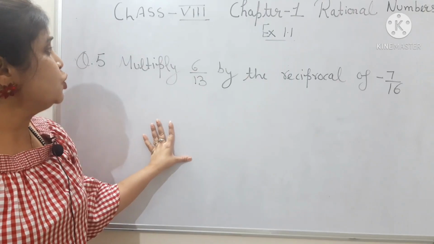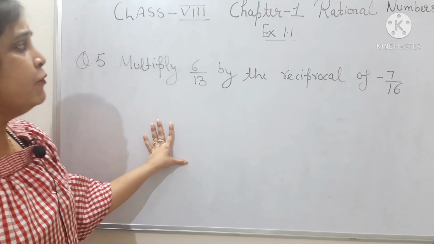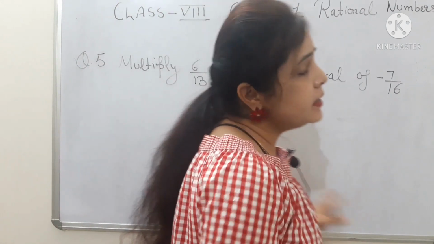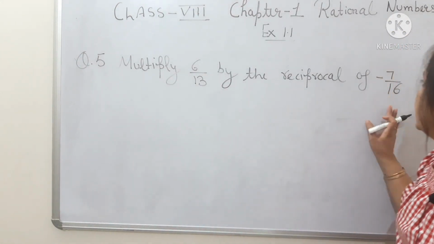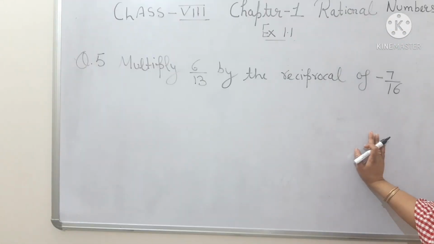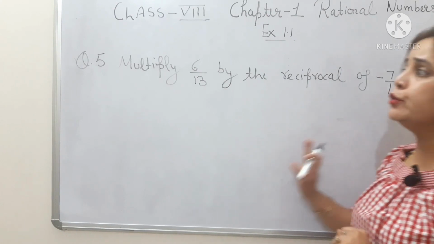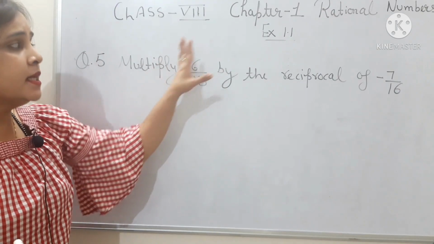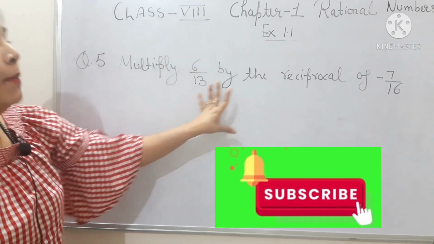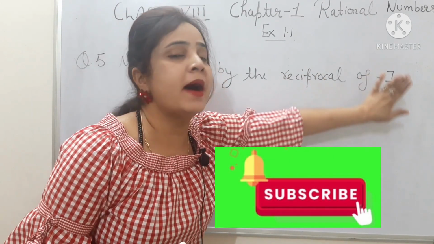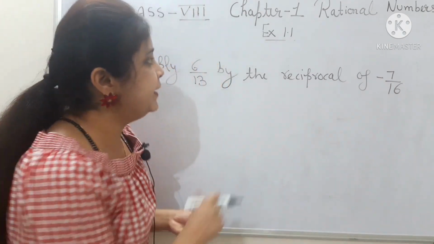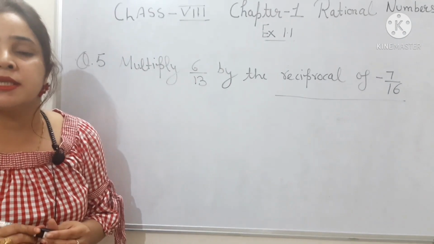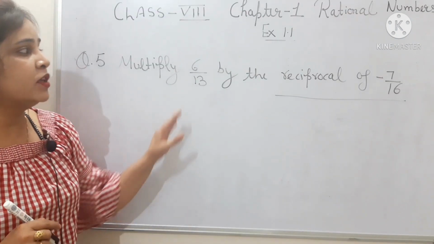Yes student, now the question number 5. In the question number 5, we are given: multiply 6 upon 13 by the reciprocal of minus 7 upon 16. Now read the question carefully first of all. What do you have to do? You have to multiply 6 upon 13 by the reciprocal of minus 7 upon 16. Just read this line carefully. Reciprocal of minus 7 upon 16.